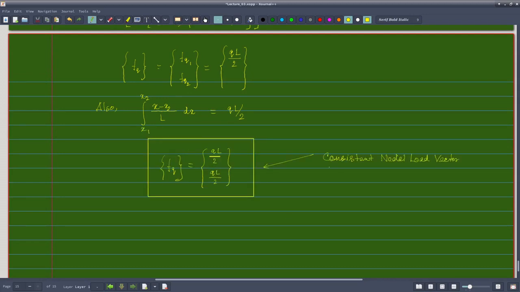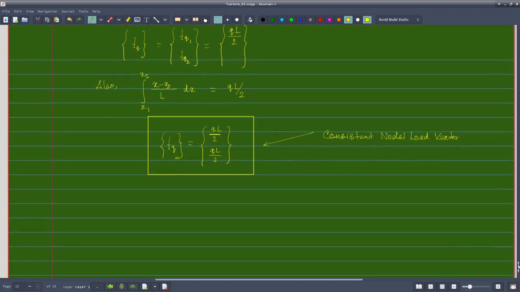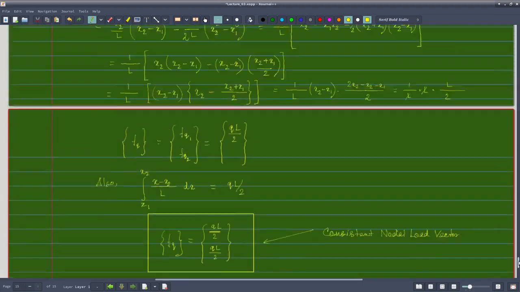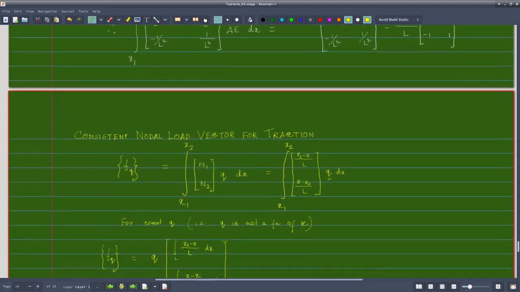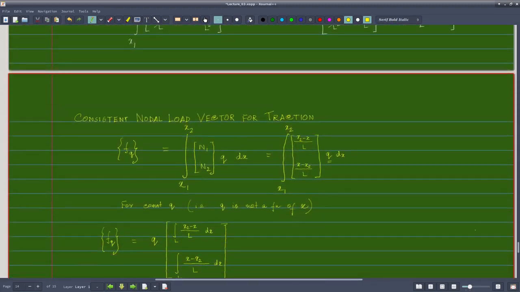So this is called my consistent nodal load vector, and for a constant uniformly distributed axial load, I get their values as QL by 2 and QL by 2 at the two nodes. Alright, so this is how we can formulate the bar element using the Galerkin's method.